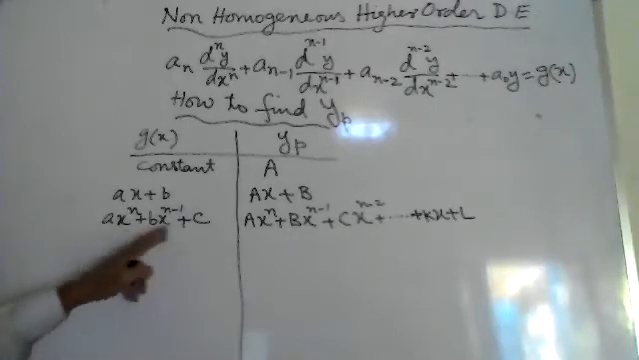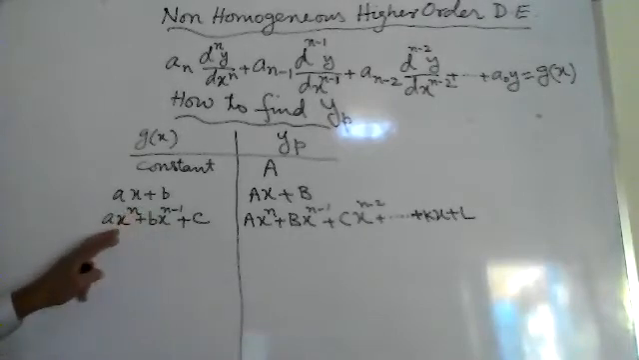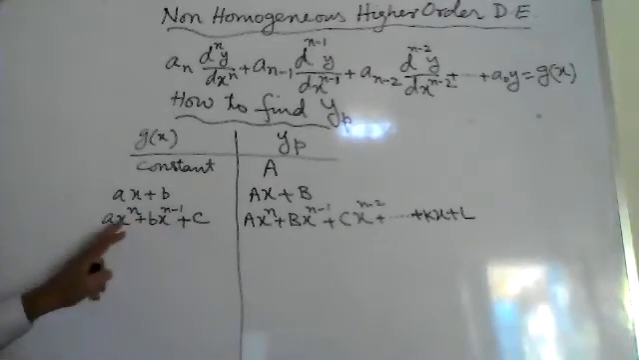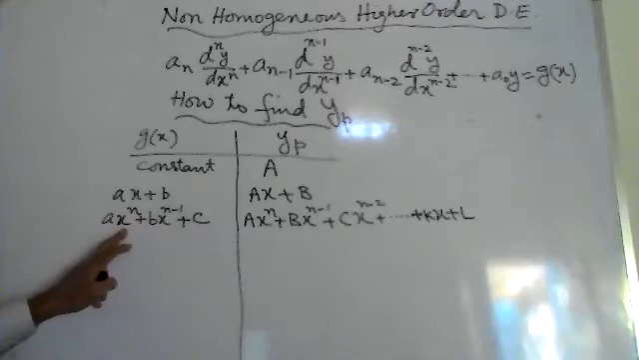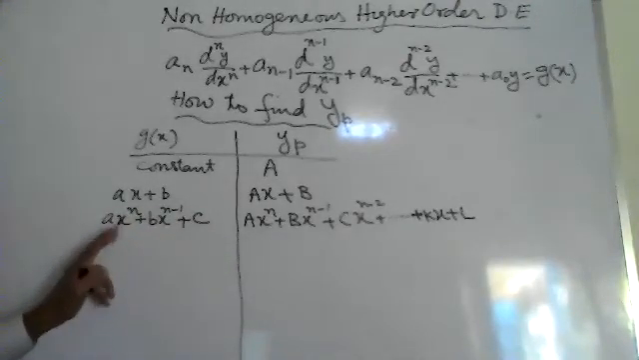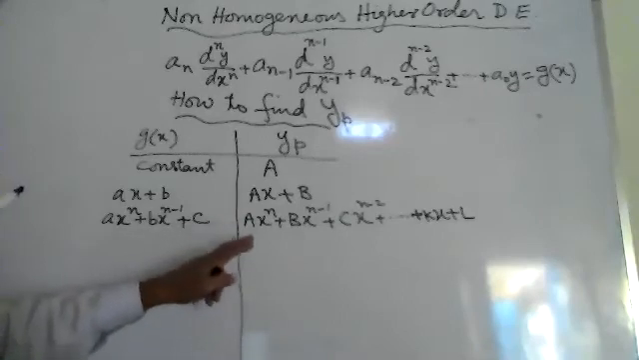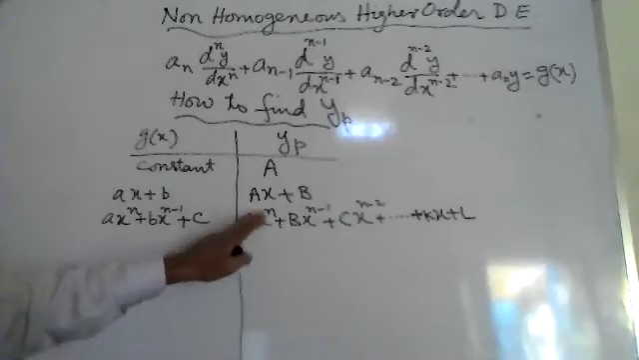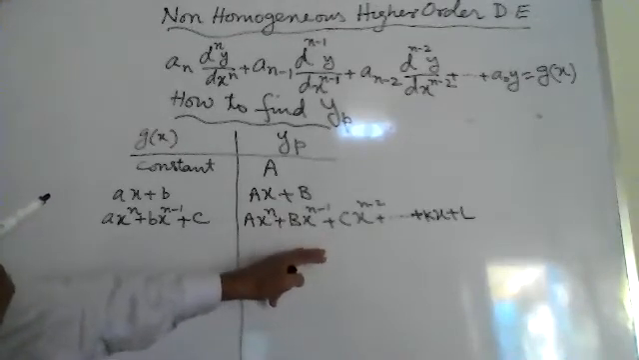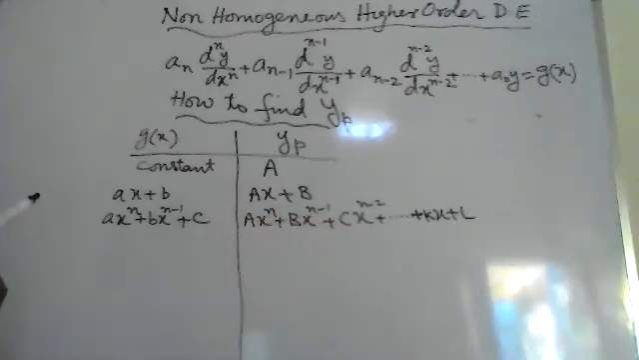There may not be all the terms. Suppose there are only ax raised to power 3 plus c. There are only 2 terms, but the maximum power is 3. So we'll start from 3: ax raised to power 3, bx raised to power 2, cx raised to power 1, and plus d. We have to take all the terms starting from the maximum power.